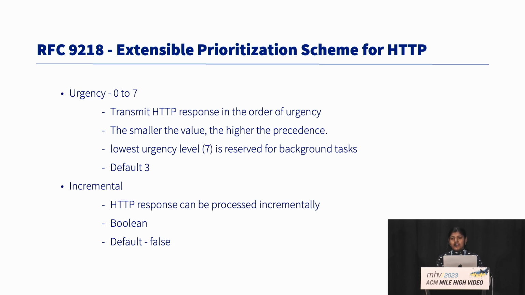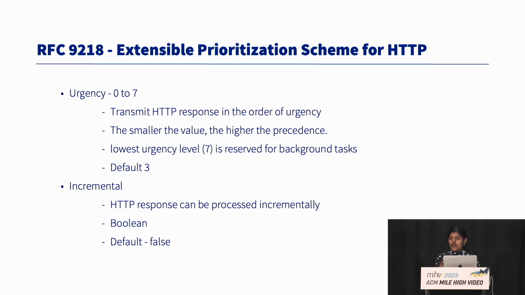So what they define is, we want to keep this prioritization scheme as simple as possible. For that, they specify the urgency parameter. What do I mean by this urgency parameter? In what order should I send the data? This urgency parameter is defined between 0 to 7. If it is urgency 0, the data has the highest priority and should be sent as soon as possible. Whereas urgency 7 means it has a lower priority and can be done as a background job. So the smaller the value, the higher the precedence.